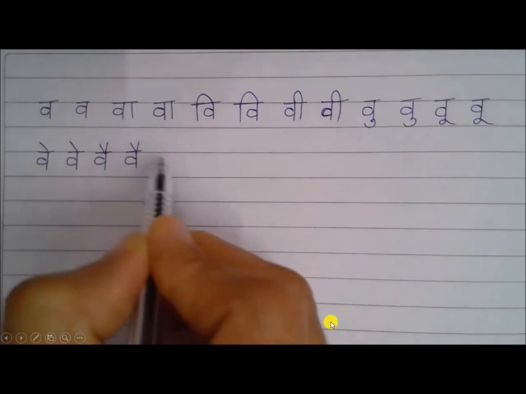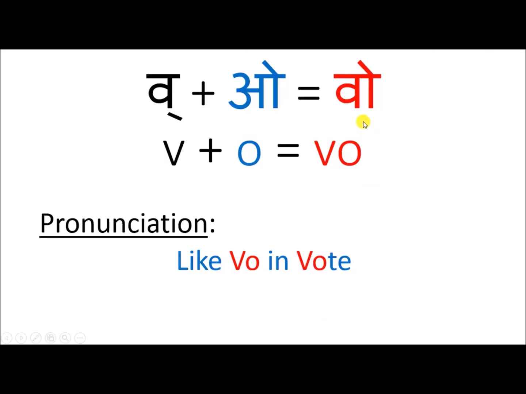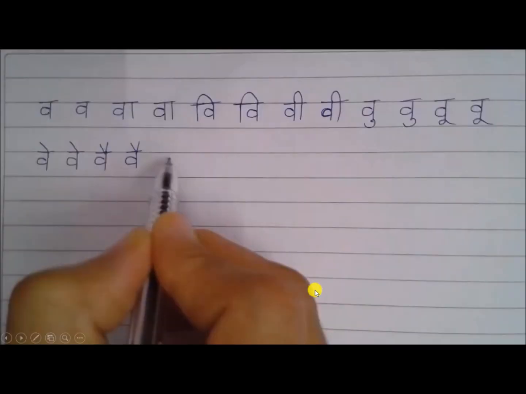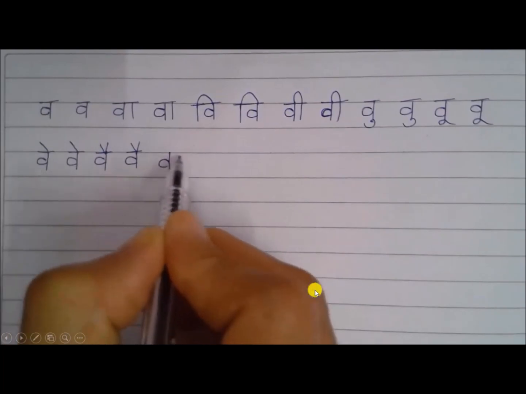Okay. The next sound is wo, and wo is obtained when you add V to o. V plus o equal to wo. And wo is pronounced like V-O in vote. Okay. And wo is written like this.